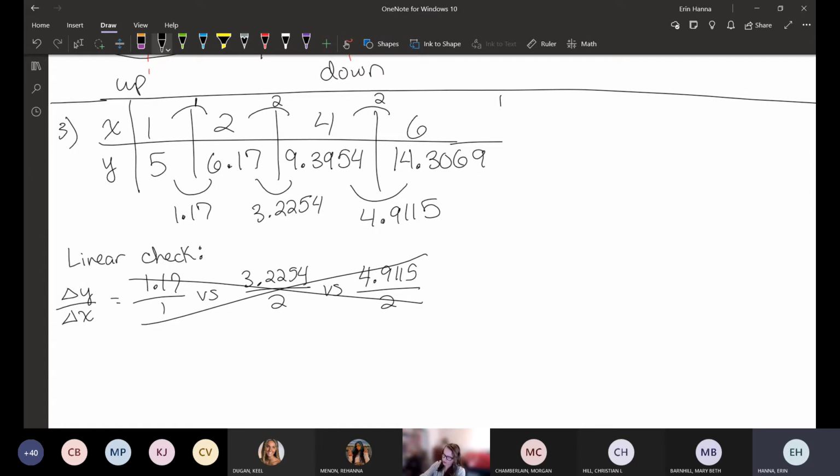But is it exponential? Remember, for exponential, we're looking for a constant factor. The factor is the ratio of the y values, but we also need to take into consideration how the x's have changed. Notice between 1 and 2 that it just increased by 1. So since those x values just increased by 1, we can just divide the y values.